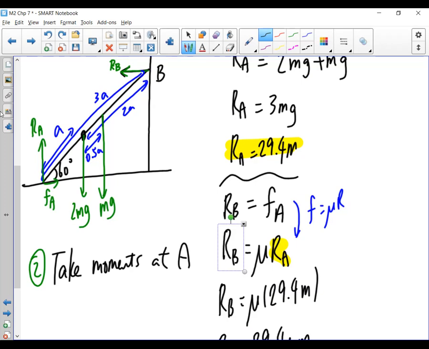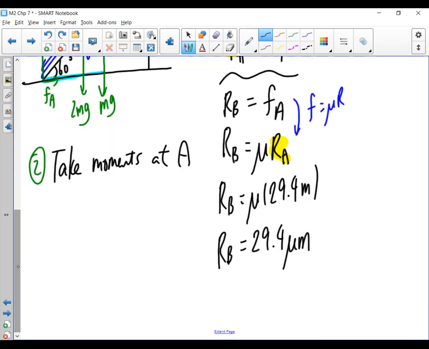Now, when you think about A is the pivot, where is the perpendicular distance from A to the 2 mg? How can you draw a perpendicular line from A to 2 mg? It will be right here, wouldn't it? It will be right here. That's your perpendicular distance. Right, that's your perpendicular distance for 2 mg. And what about mg? It will be that one here. Right, so 2 mg, let's do one by one, 2 mg.